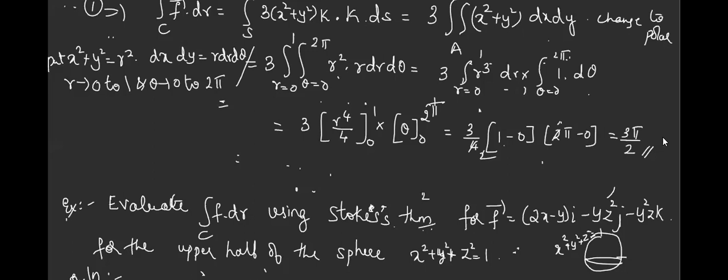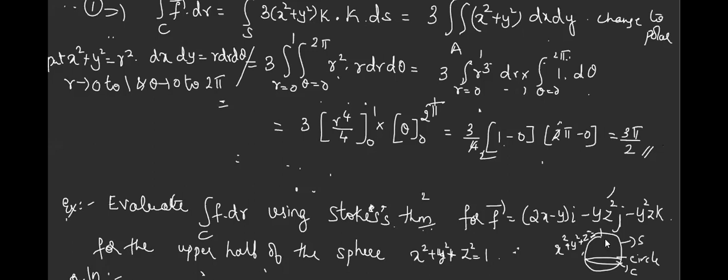Is it a circle? Think about it. This is my sphere. If I just take a cut, it is a circle. Isn't it? This is the boundary for the sphere. This is my S and this is my C. Am I right? Yes. Okay.